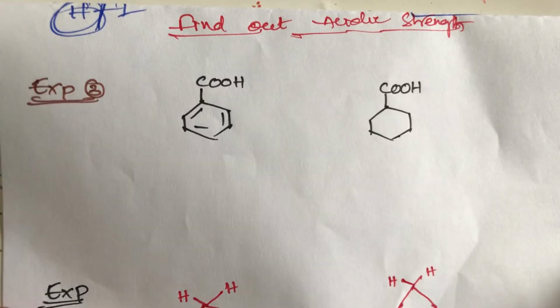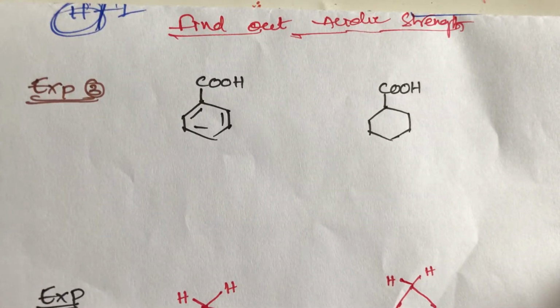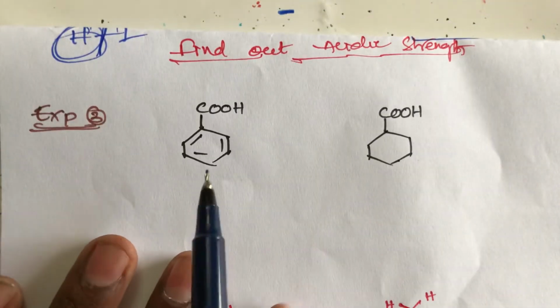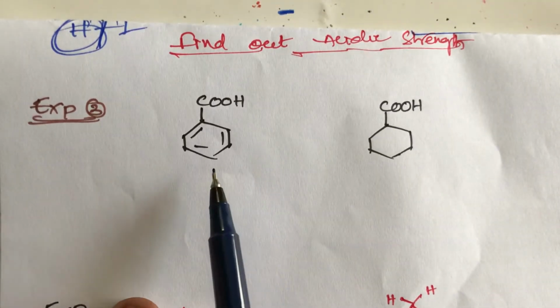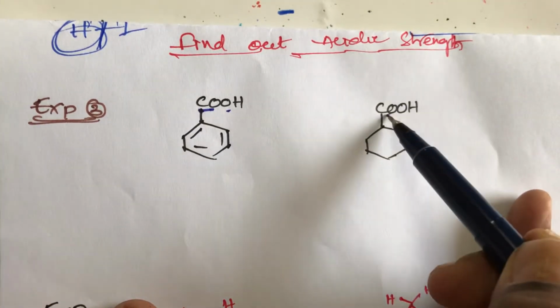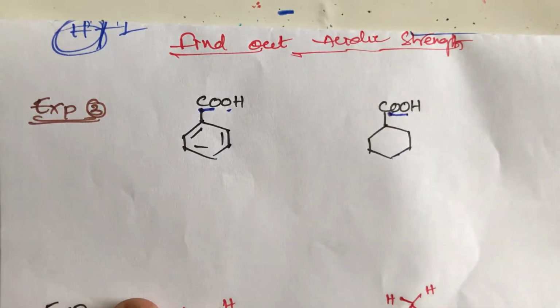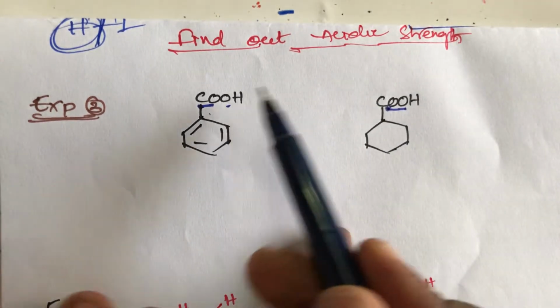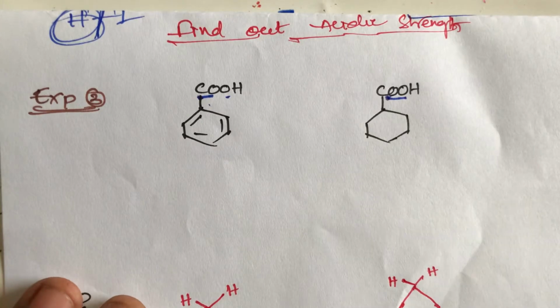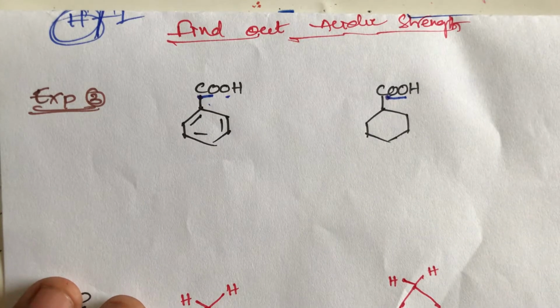Hello students, find out the acidic strength of the given compounds. I gave two examples. The first compound has a carboxylic acid COOH group, and the second compound also has a COOH group. Both COOH groups are donating protons, both are releasing protons. So out of these two, which one is more acidic?